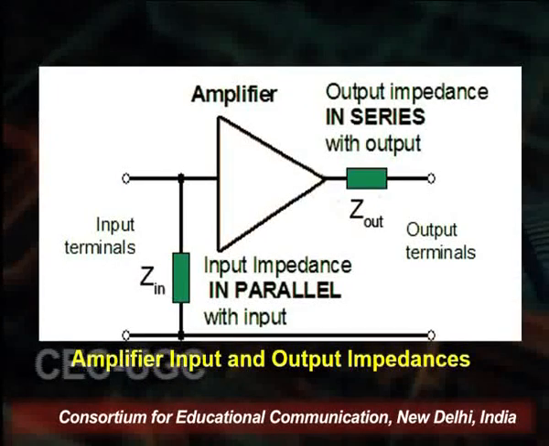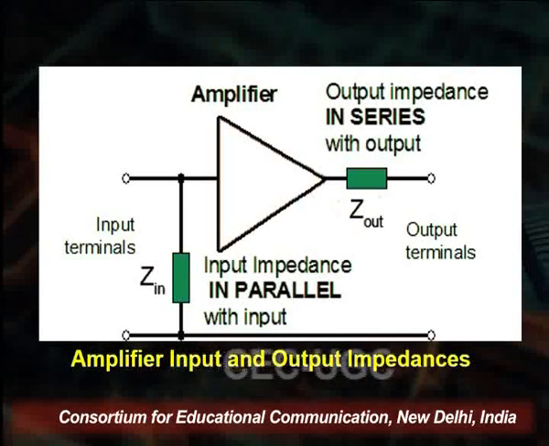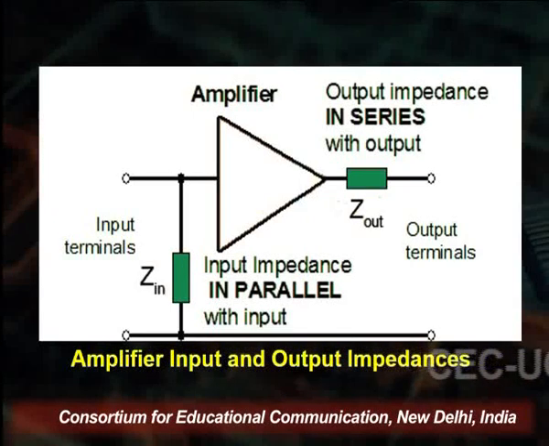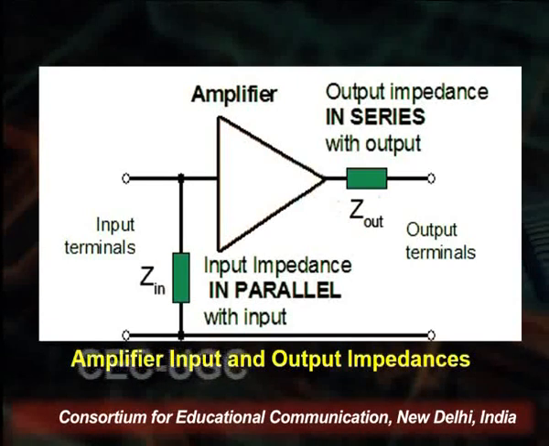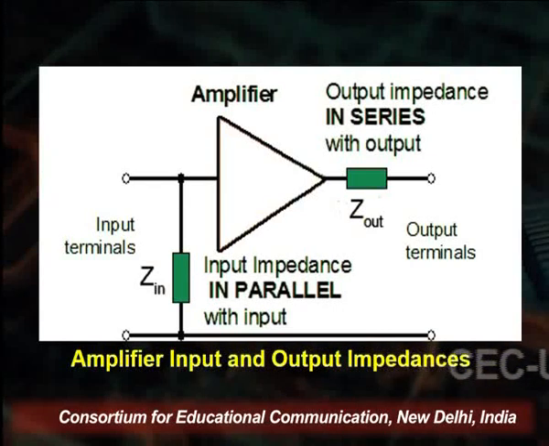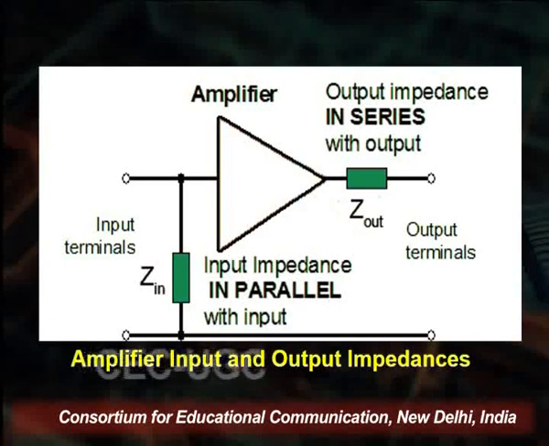So here on the screen, we have an input and output impedance. You see that on the left hand side is the input terminal, which is represented by Z in, and the output terminal is represented by Z out. The amplifier is here, with the input impedance in parallel with the input, and the output impedance in series with the output. The box represents the amplifier, with the input and output impedance. So in this manner, these parameters can be adjusted.